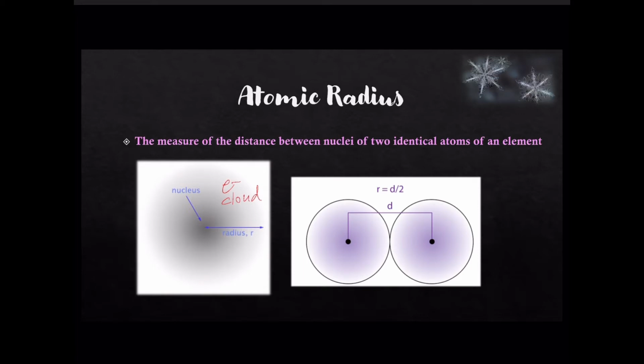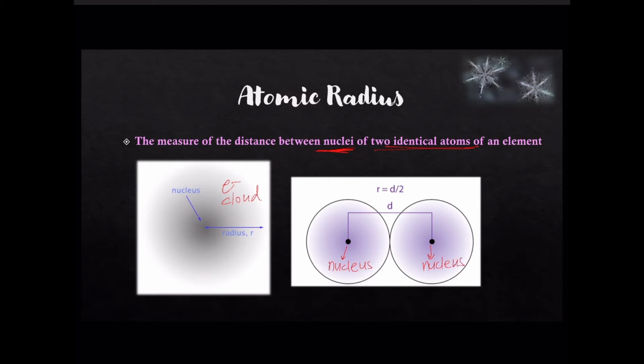So when we're measuring an atomic radius, what we do is we look for two identical atoms of an element that are adjacent to one another and find the distance of the nuclei from each other. So if the second picture here is a picture of two identical atoms, the black dots here each represent a nucleus. So here are two nuclei of adjacent atoms.